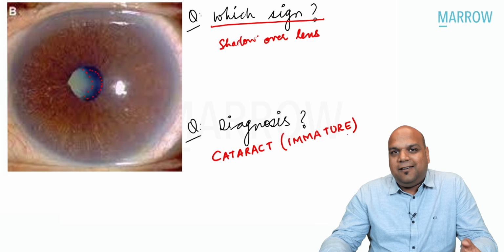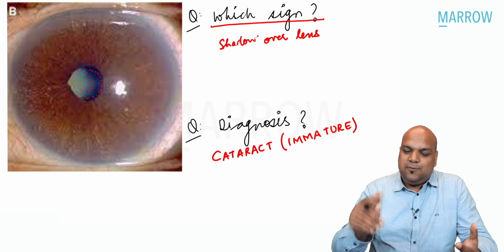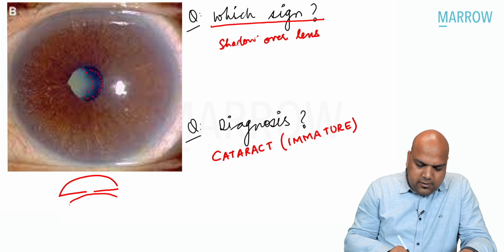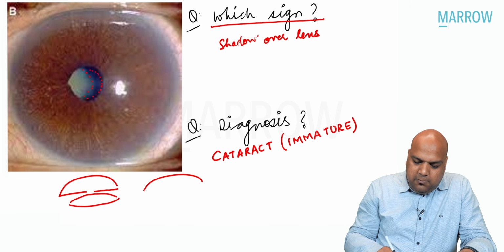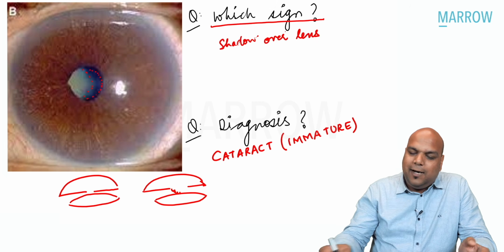If it was a mature cataract, it would have swollen up. There would have been no space between the iris and the lens. The lens would have pushed forward. If it would have pushed forward, there would have been no space to cast a shadow. But in immature cataract, the lens is situated posterior. So there is a lot of space to cast the shadow. Are you getting my point? The difference? Why shadow over lens?